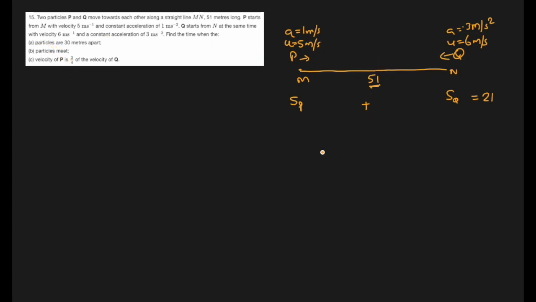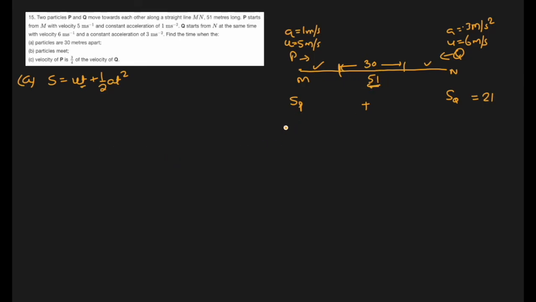Find the time. We should use the formula S equal to UT plus half AT square, because both of them start at the same time. They will take the same time to reach a distance which is 30 meters apart. So suppose this and this is 30 meters, right? That means this distance plus that distance has to be 21, because 51 minus 30 is 21. And that's what we're going to do.